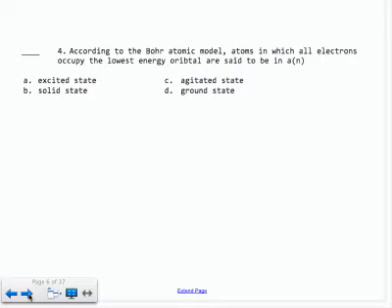According to the Bohr atomic model, atoms in which all electrons occupy the lowest energy orbital are said to be in an excited state? No, that's when electrons are above the lowest level. Solid state, that has nothing to do with Bohr's model. Agitated state is just another word for excited. The ground state, when all the electrons are on the ground floor, the lowest level, that is the ground state of an atom, according to the Bohr model.